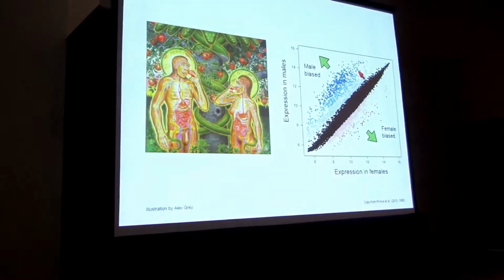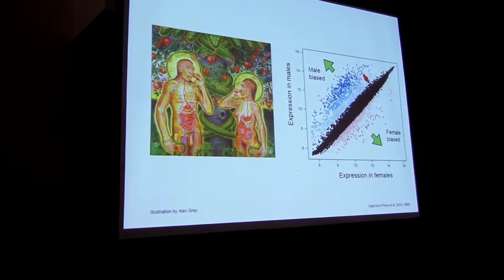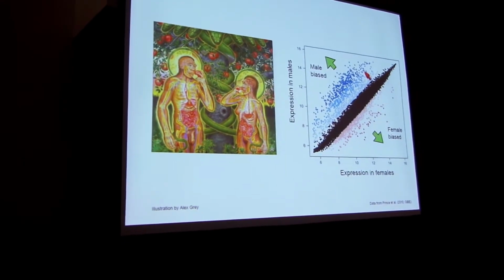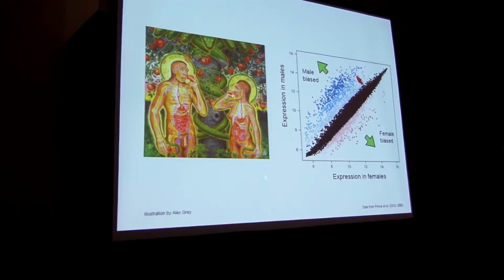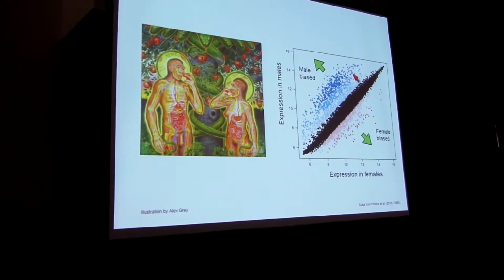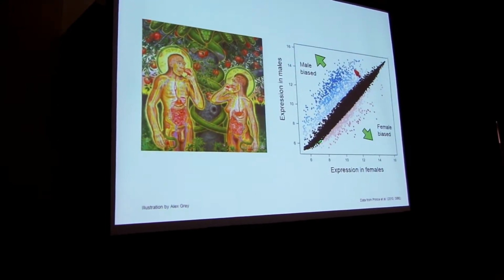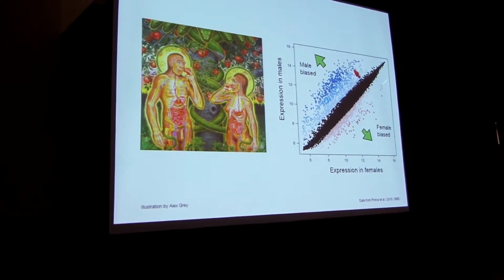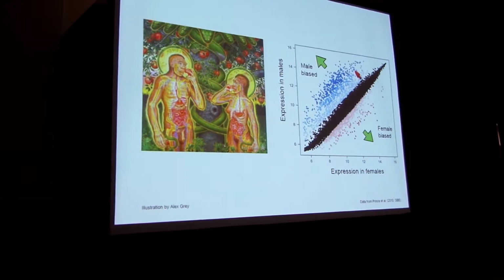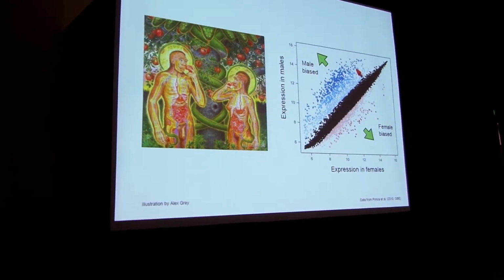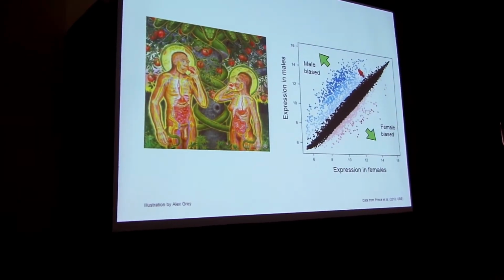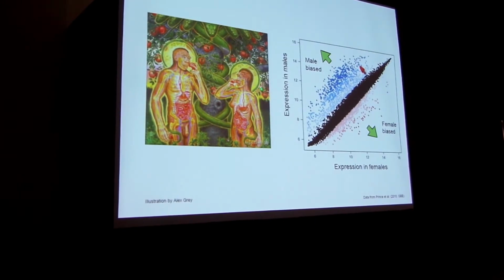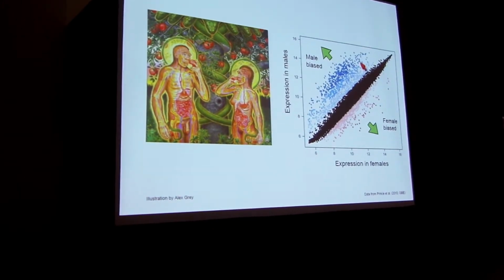I think this one comes from Tribolium, doesn't really much matter. What we're looking at here on the horizontal axis is expression in females. Vertical axis is expression in males. Each dot is the transcript from a gene. What you can see is that most of the genes are expressed approximately equally in males and females. But there's a set of genes that are expressed more in females. We call those female-biased genes. And there are a set that are expressed more in males. Those are the male-biased genes.